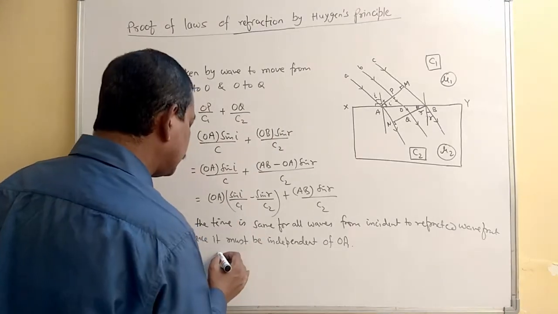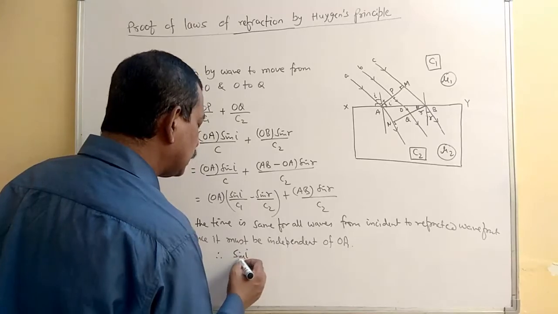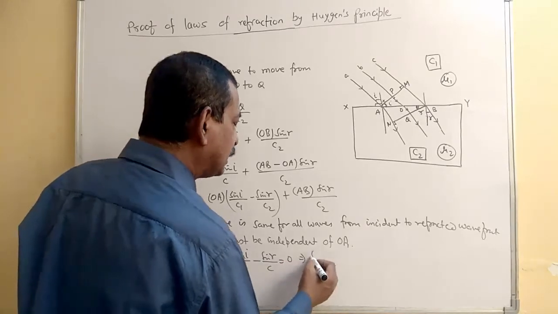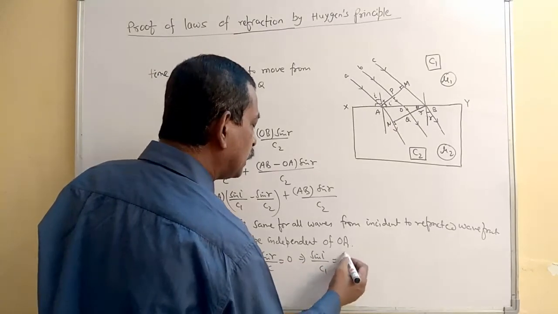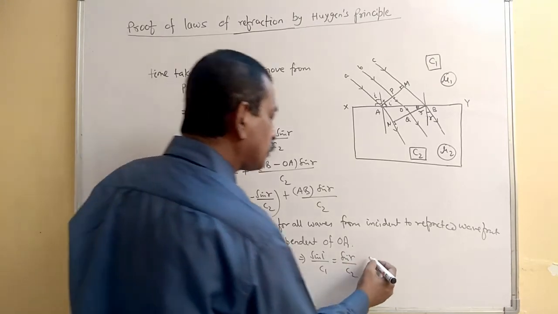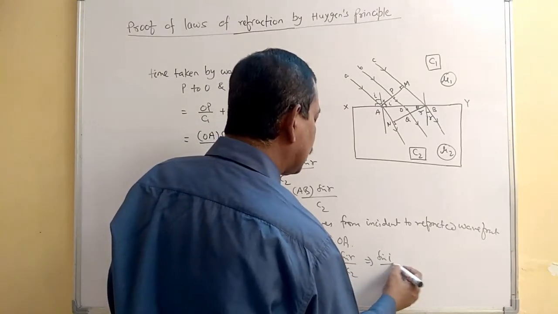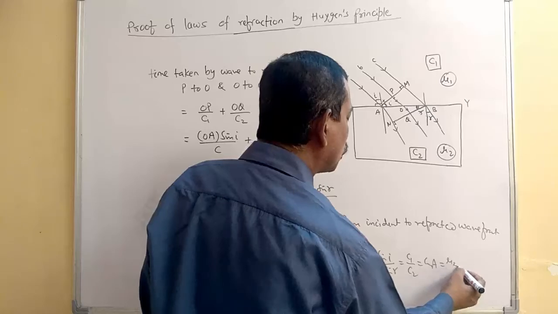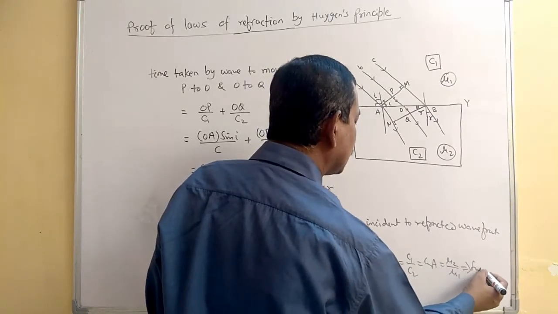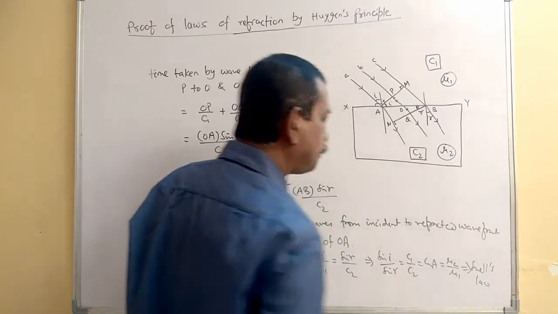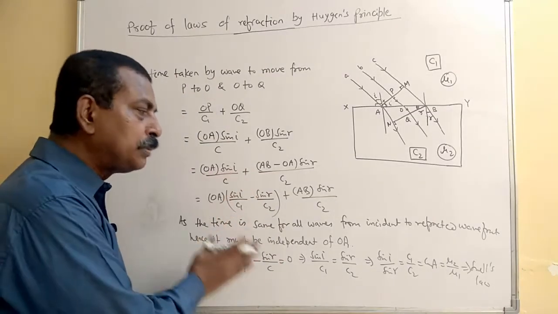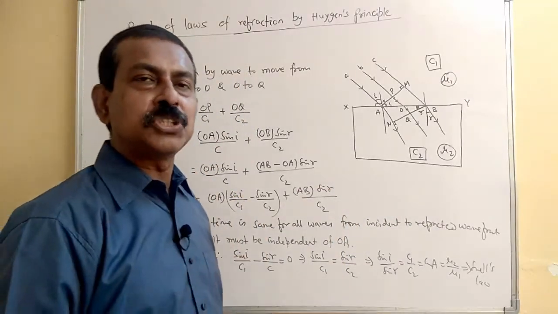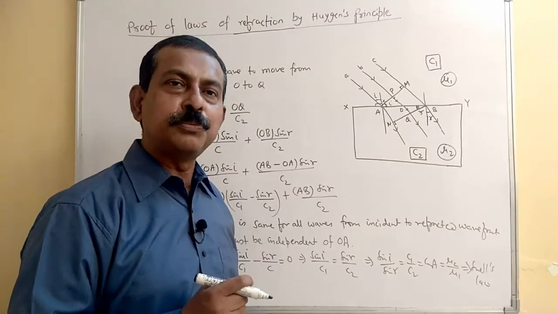And for that, therefore, its coefficient should be 0. That means sine I by C1 minus sine R by C2 is 0, and that is sine I by C1 equals sine R by C2. And that gives you sine I by sine R equals C1 by C2, which is constant, which is mu2 by mu1. And this is your Snell's law. So we have proved that sine I by sine R is equal to a constant for a given pair of media. That is your Snell's law. So the first part we have proved.